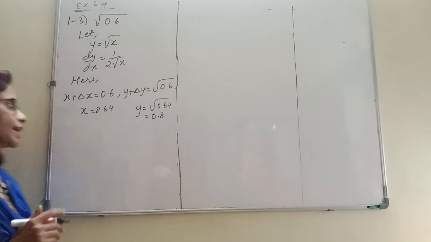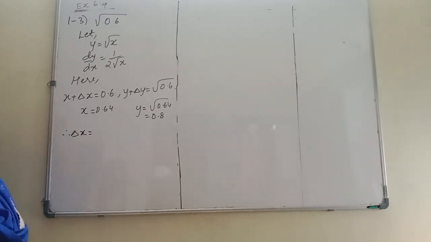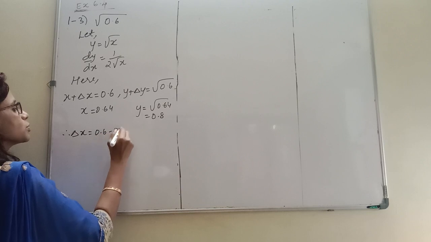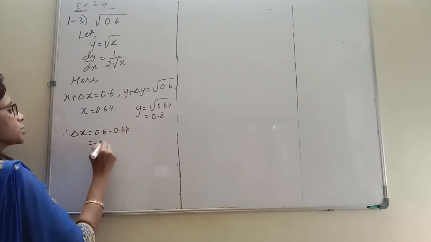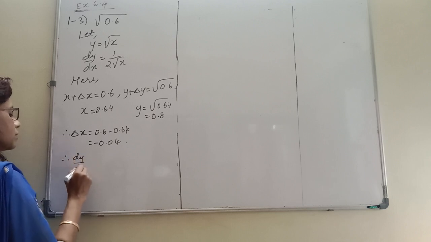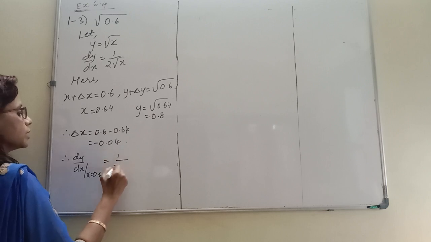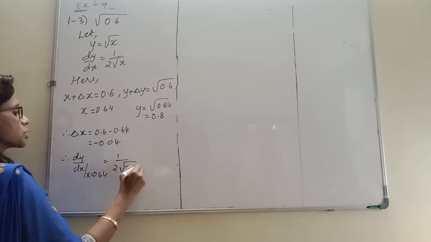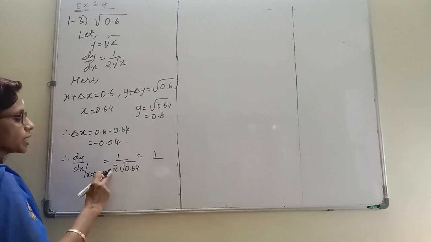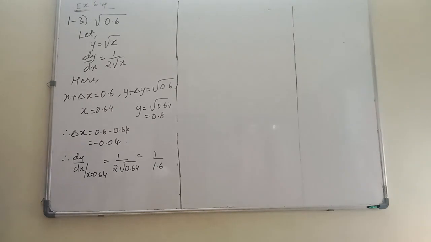Having done that, our next step is to get the delta x. Delta x we all know is x plus delta x minus x. So that way it is 0.6 minus 0.64. That is minus 0.04. At this step we will also find out dy by dx for this value of x. So that is 1 by 2 root of 0.64. Root of 0.64 we all know is 0.8. So 0.8 into 2 is 1.6. So dy by dx at x is this.